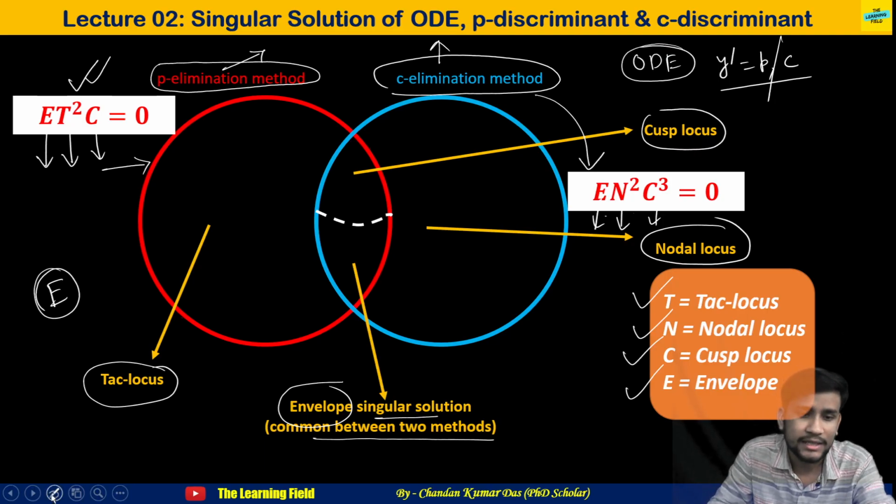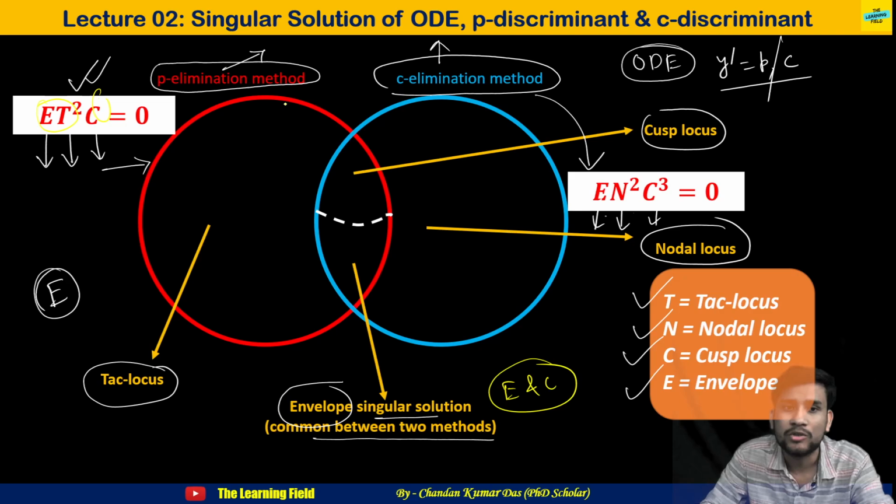Note that this E and C are both common in the two types of solution, that is P elimination method or P discriminant method, and C elimination method or C discriminant method. Fine, and these are the common portions. You can see this is the Venn diagram graphical representation. So the singular solution and the Cusp locus, E and C, are common in these two types of methods of solution, that is to find the singular solution.